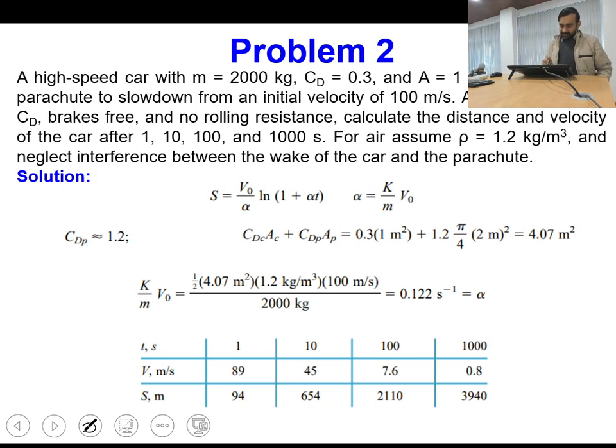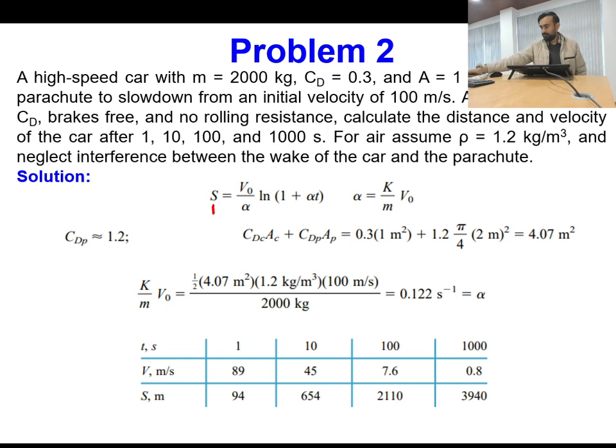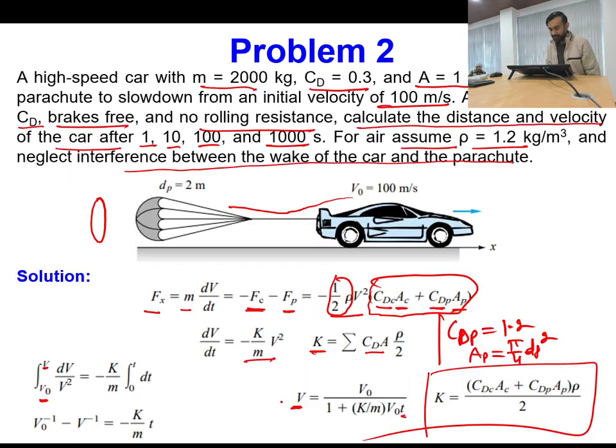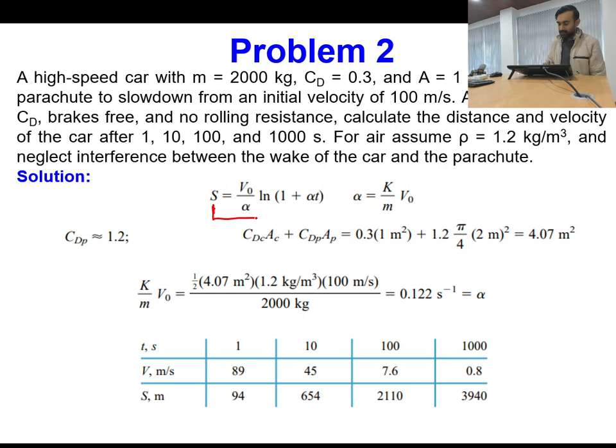So now you can see that if you need to calculate the distance S, then of course once again you need to integrate, because you can write velocity as ds by dt. So in the previous relation, this velocity you can write as ds by dt, and once again you can integrate this equation to calculate the value of S. If you do so, you will get S equal to V naught by alpha into ln of 1 plus alpha t, where alpha is nothing but K by M into V naught. This alpha we have used for the purpose of integration.